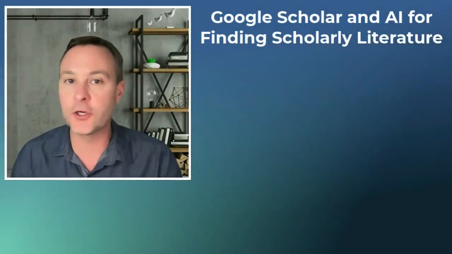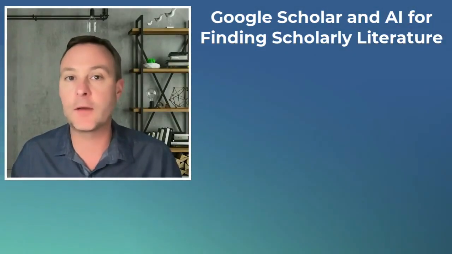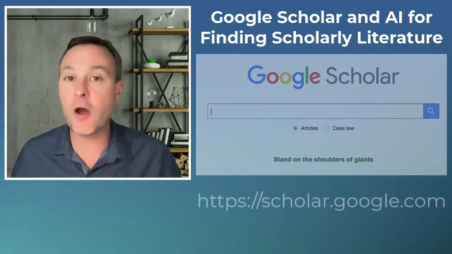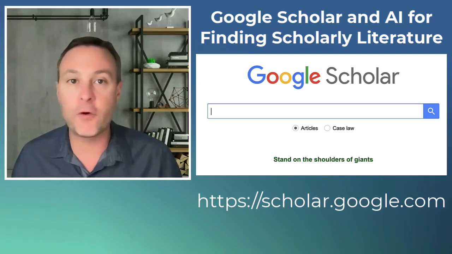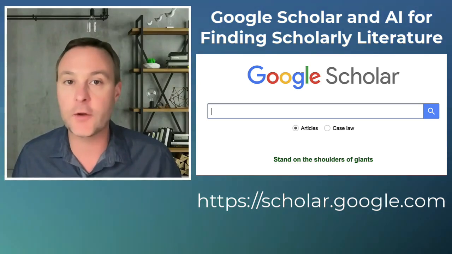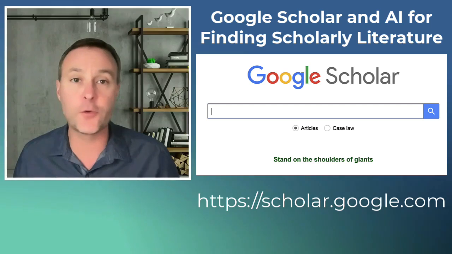So let's talk about some tools for finding scholarly literature. Mainly, I want to talk about Google Scholar and then recommend a few AI tools as well. Google Scholar is one of the most useful, powerful search engines for finding journal articles and other scholarly literature. It's also super user intuitive.